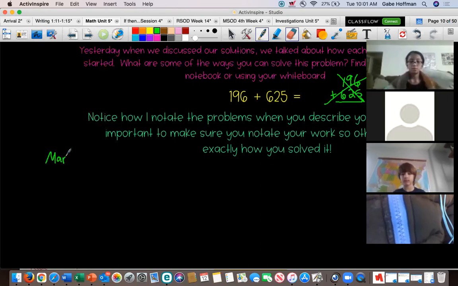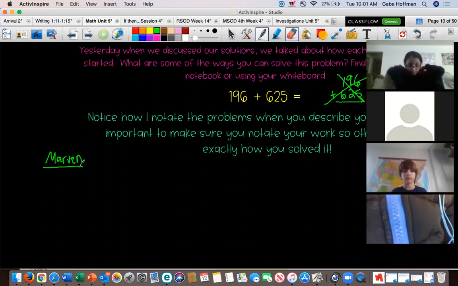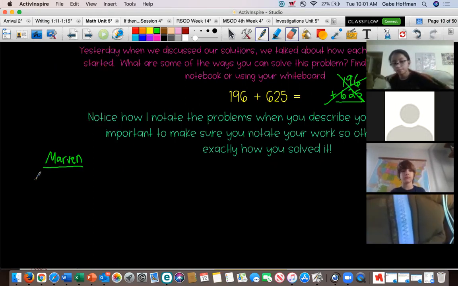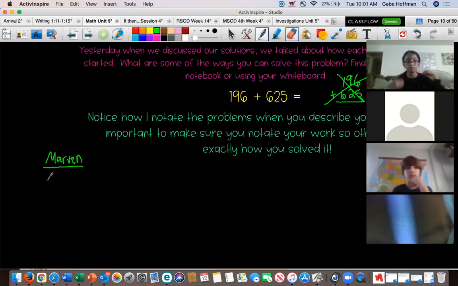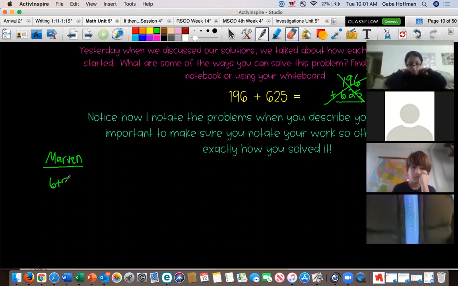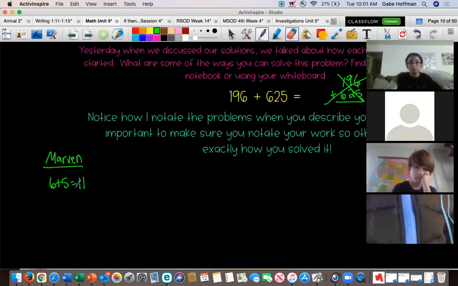So first I looked at the problem and I added 6 plus 5 and that equals 11, and I added 2 plus 9 equals 11. I added 11 plus 11. That equals 22 plus 7, and that equals 29.